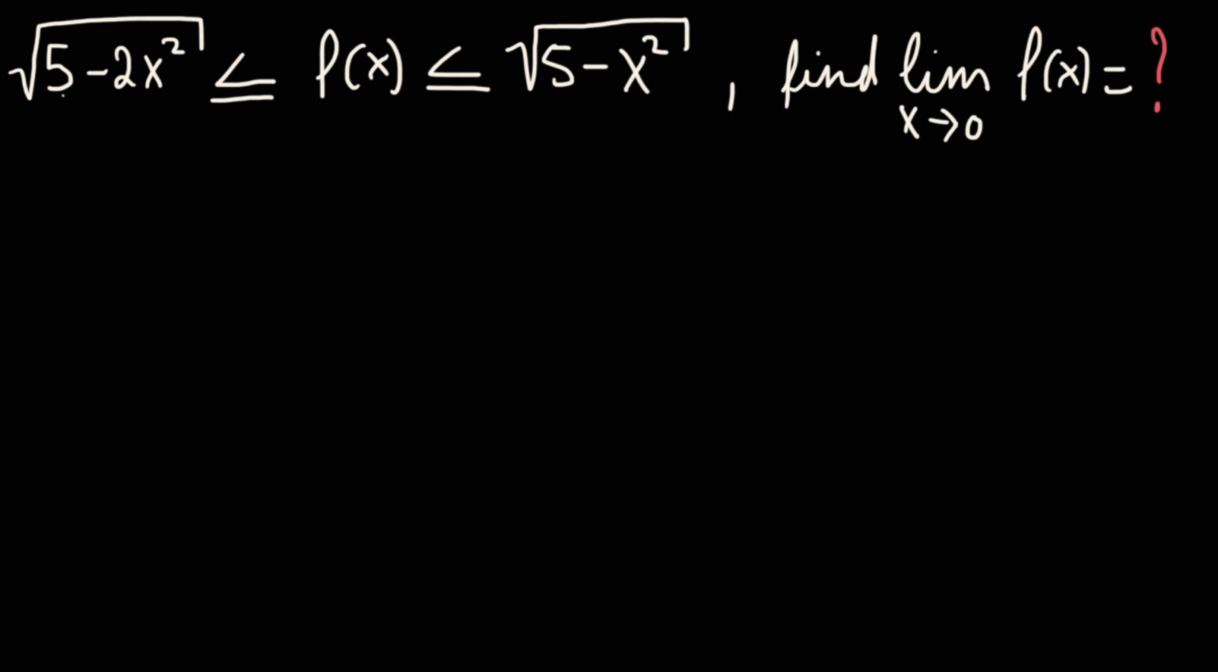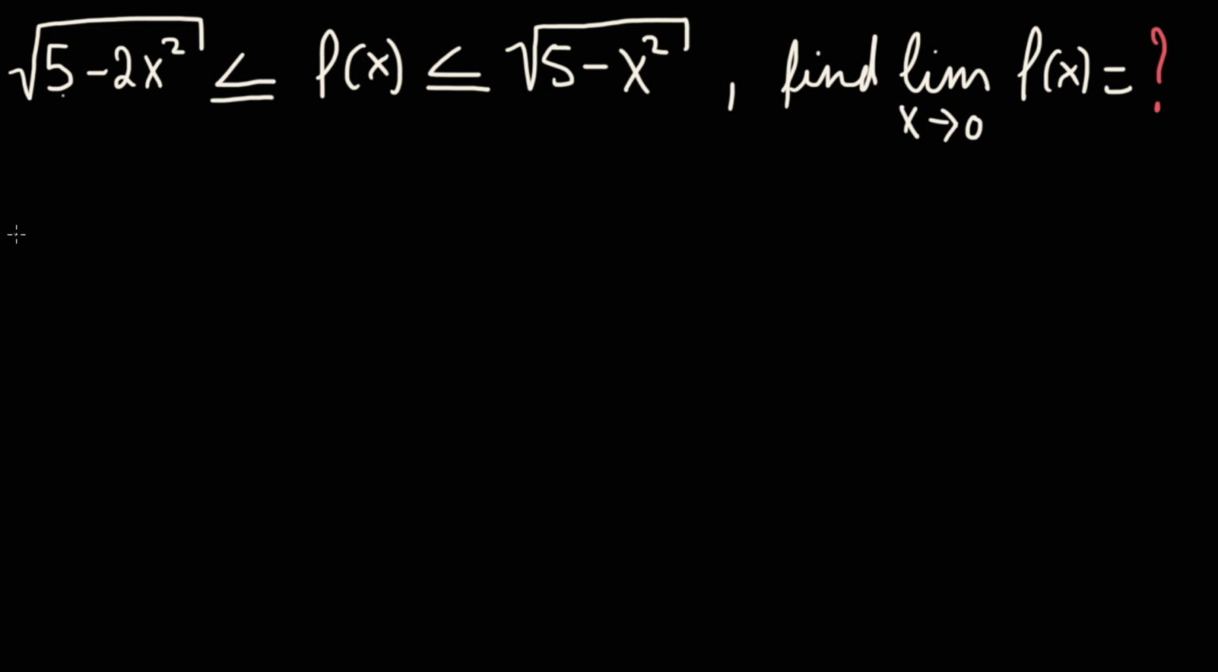In this video, you will learn about the squeeze theorem. f of x is between the square root of 5 minus 2x squared and the square root of 5 minus x squared. And we have to find the limit as x approaches 0 for the function f of x. So how do we do it?